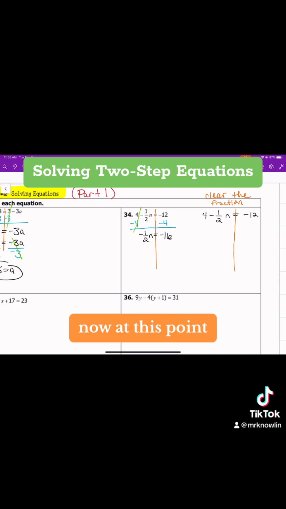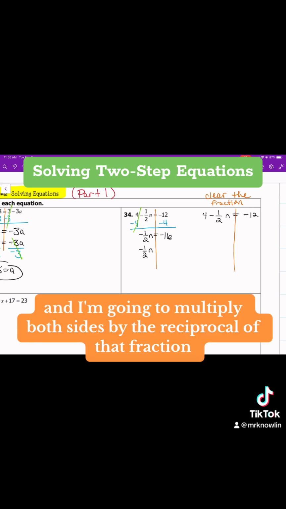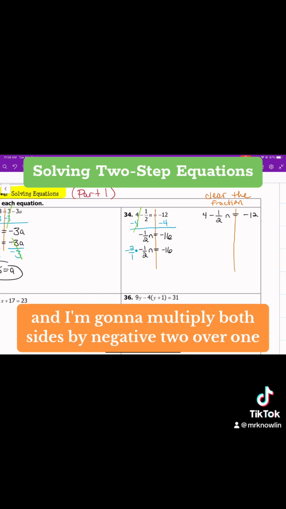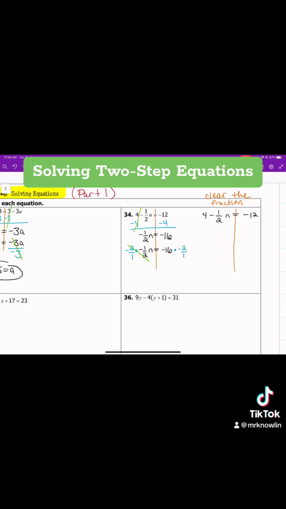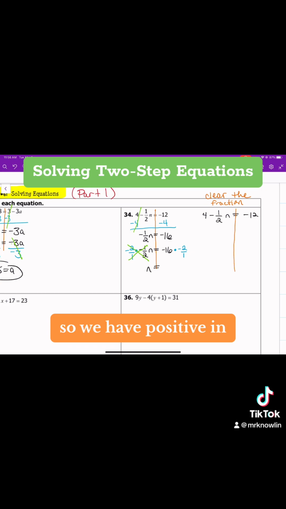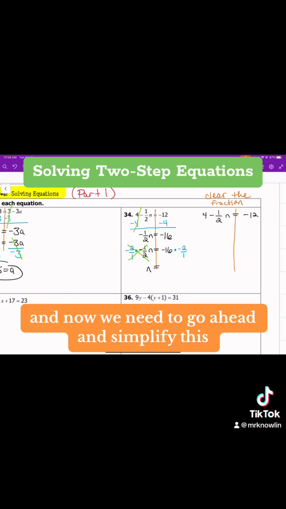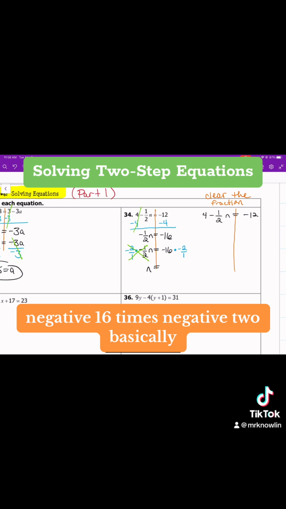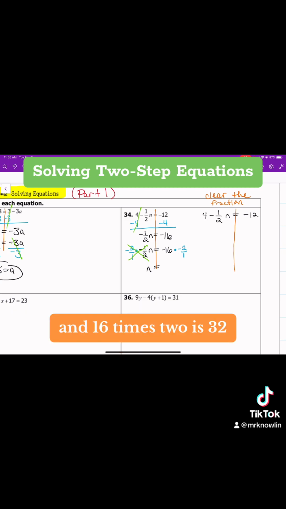Now, at this point, you're going to see me rewrite this, and I'm going to multiply both sides by the reciprocal of that fraction. So instead of negative 1/2, it's going to be negative 2 over 1. I'm going to multiply both sides by negative 2 over 1. On the left side, the fraction being multiplied by its reciprocal cancels out and just makes positive 1, so we have positive n. Now we need to simplify this. We have negative 16 times negative 2, and a negative times a negative is a positive, and 16 times 2 is 32. So this would be positive 32.